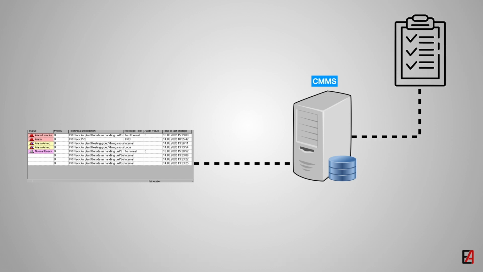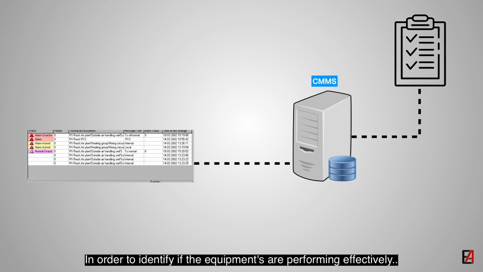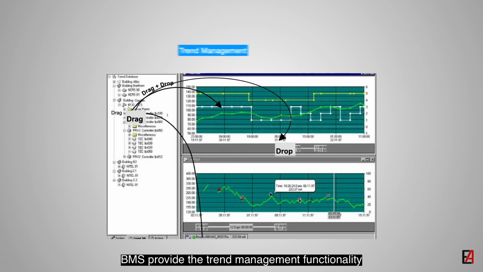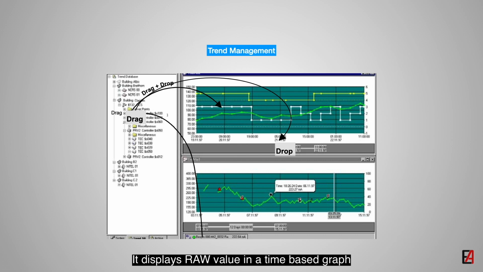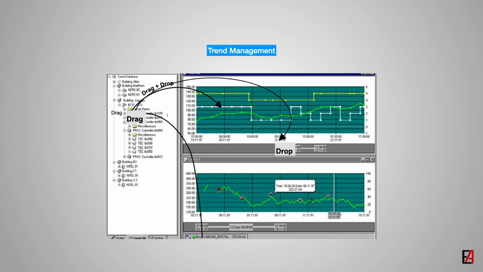In order to identify if the equipments are performing efficiently, BMS provides a trend management functionality. It displays raw value in a time-based graph. These graphs can be exported into an Excel format for analysis.